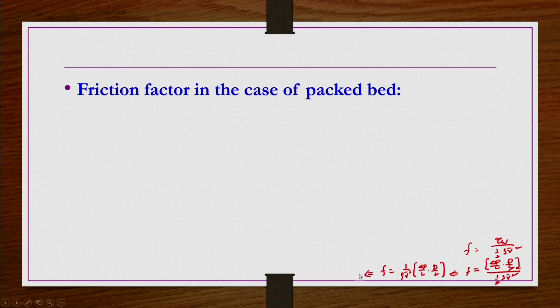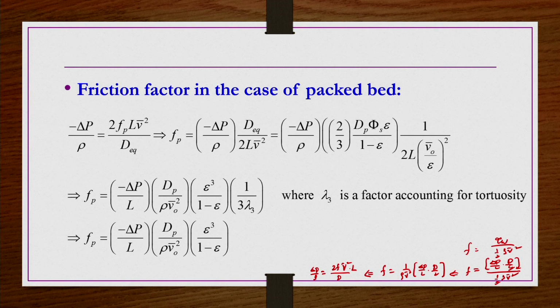Further, you get delta P by rho, if you keep one side, then 2 F V bar square divided by d, and then here multiplied by L. So, that is what you get, delta P by rho is equal to 2 F L V bar square by d.